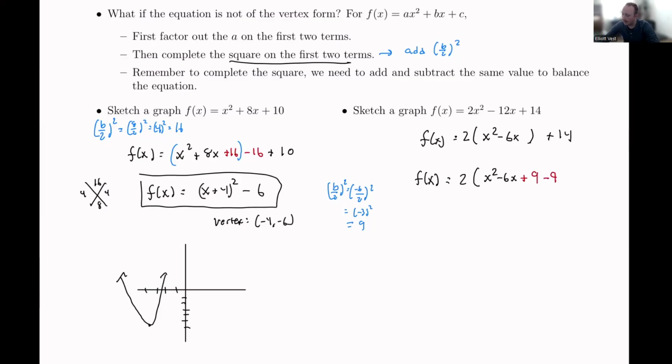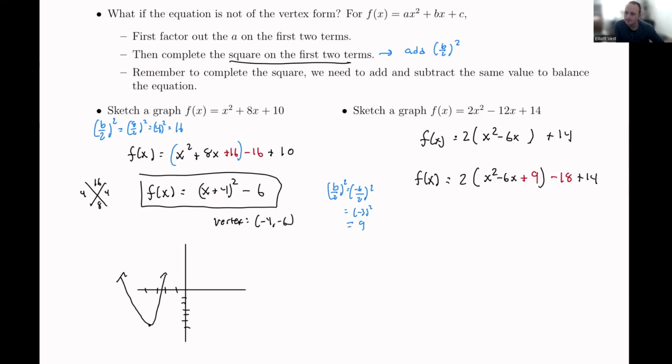And in my notes, I have something a little different. I'm going to put this all in one step here. I have an adding of 9 in the parentheses, and I'm going to write minus 18 outside the parentheses. Now, why did I do that? Why did I do a minus 18 outside the parentheses instead?